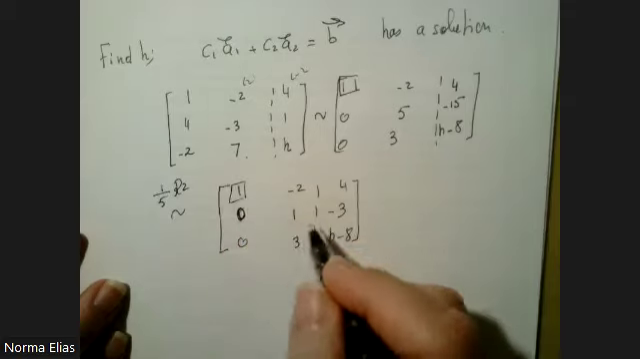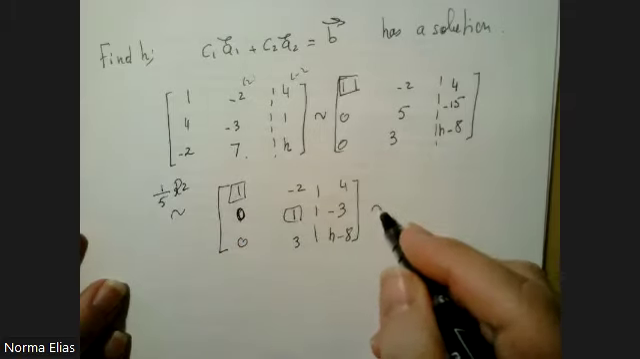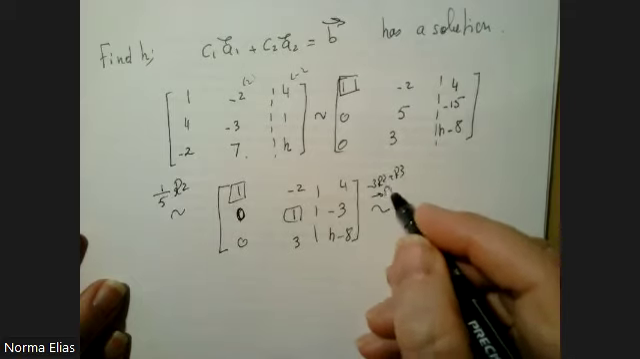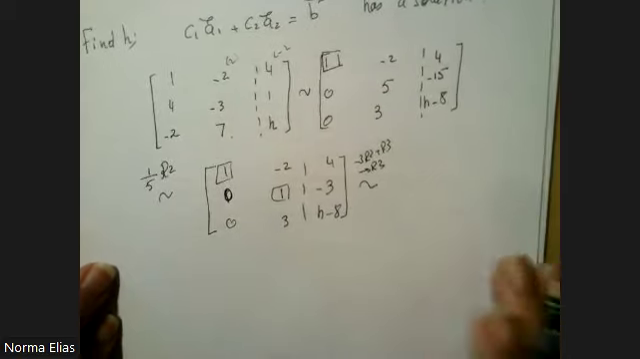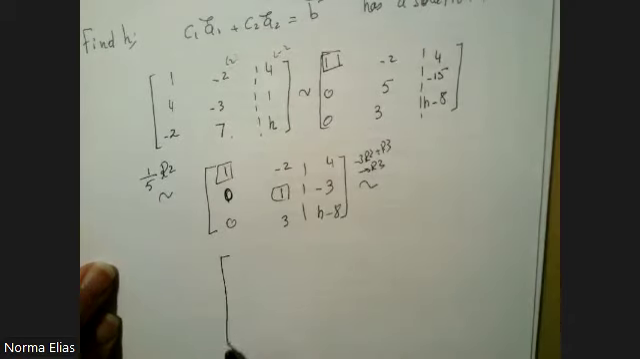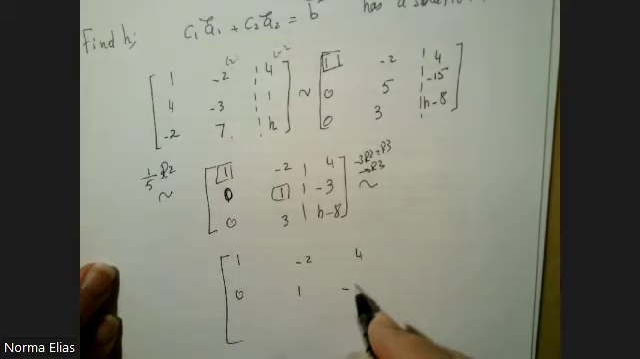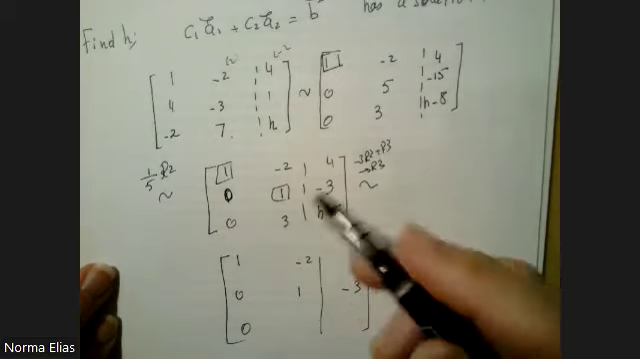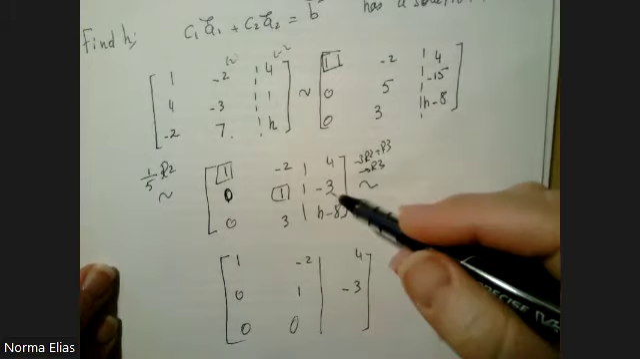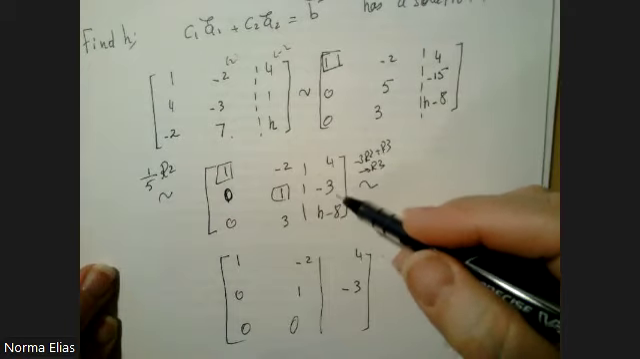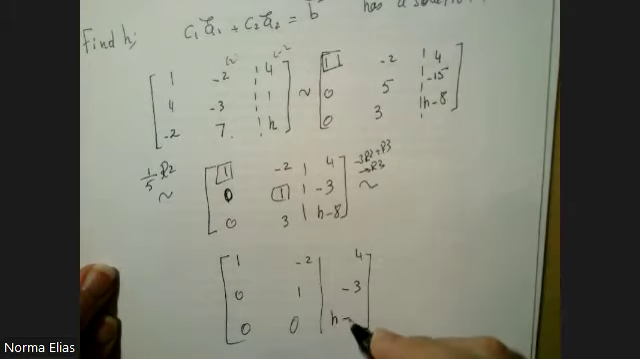So we have 1 here, 1 here. I need to make this into a 0. So minus 3 R2 plus R3. This is my new R3. And then I will get the following. 1, minus 2, 4, 0, 1, minus 3, and finally 0, minus 3 plus 3, it's a 0. If I multiply this by minus 3, I get a 9. I add them, H minus 8 plus 9, that gives me H plus 1.